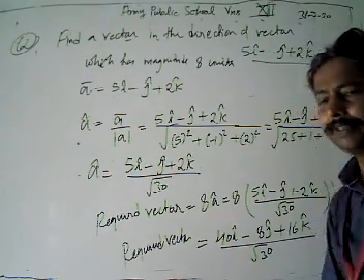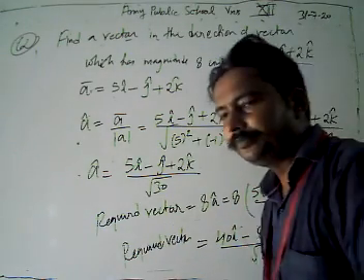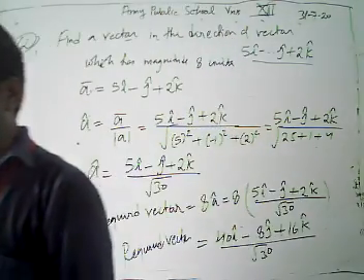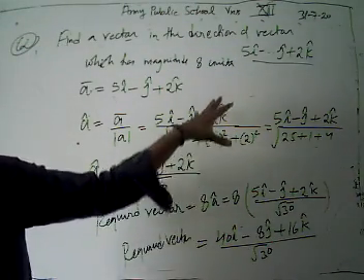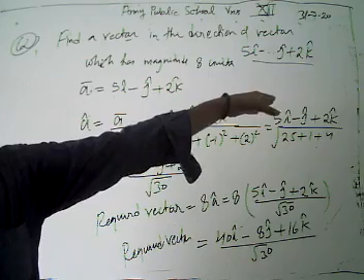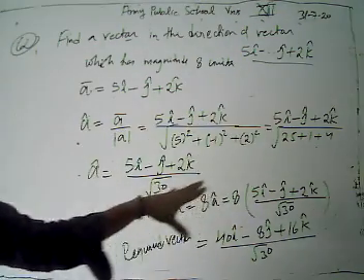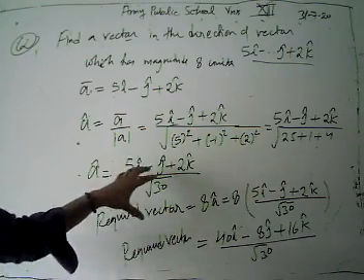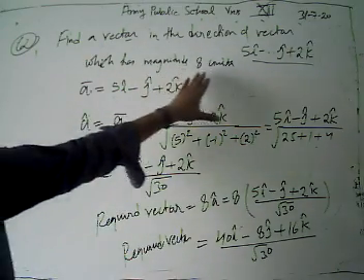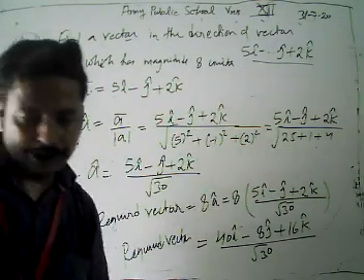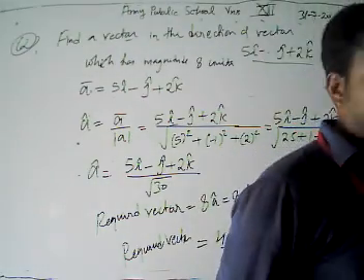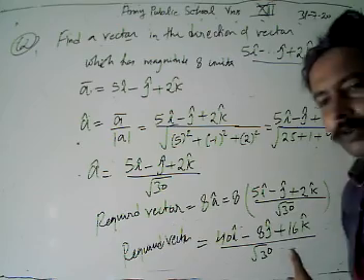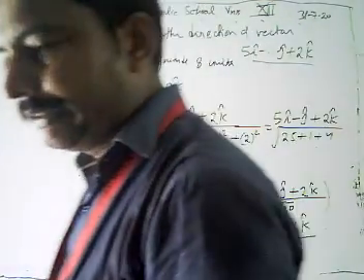Look, whenever in a given problem we have to find a vector having a magnitude 8 and direction along the given vector, to find the required vector, what do we do? First of all we find the unit vector, and after getting the unit vector, we multiply it by the given magnitude. Then our required vector is given by 40 i cap minus 8 j cap plus 16 k cap over root 30.